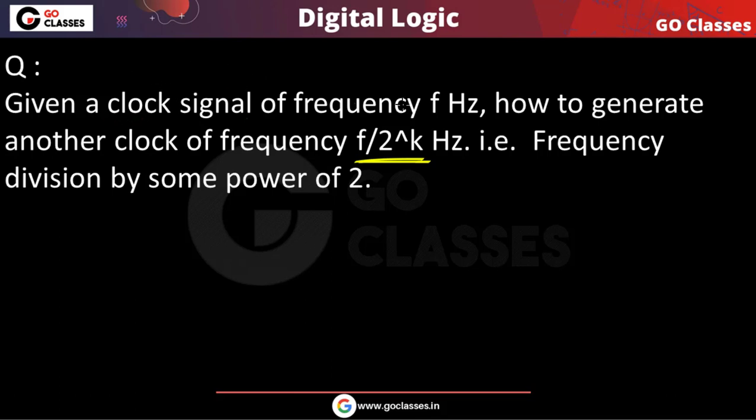Assume you have a clock signal of frequency f hertz. Okay, so basically it means f oscillations per second. How to generate another clock of frequency f by 2 power k hertz? So basically we want to divide the frequency by some power of 2.